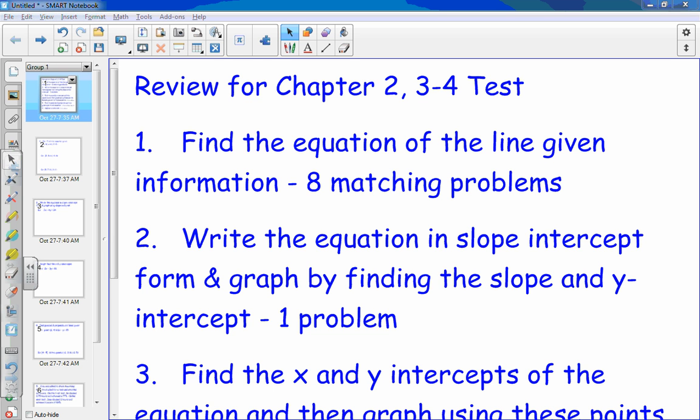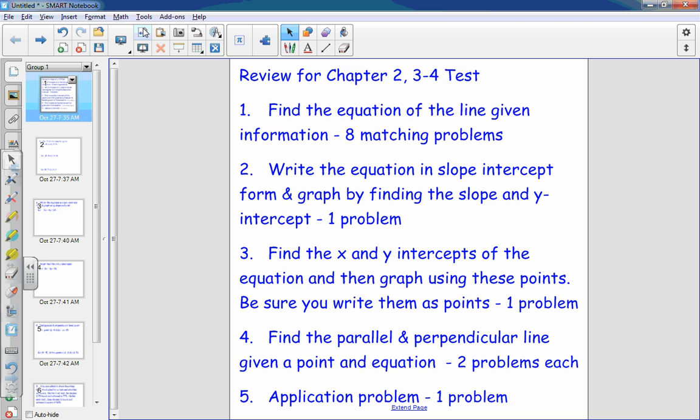Okay, chapter 2, 3, 4, test review. Now, the first thing you need to know that's going to be on the test is to find the equation of the line given information. There's going to be 8 matching problems for this.